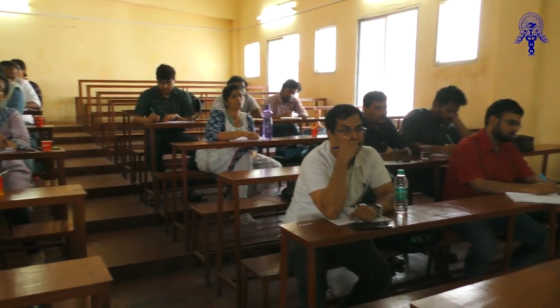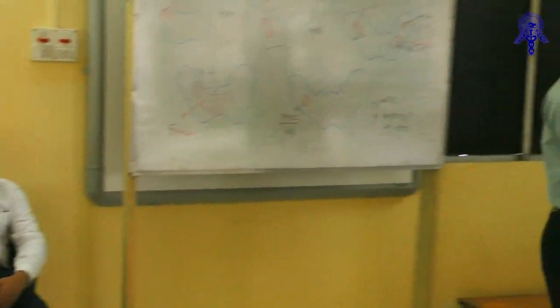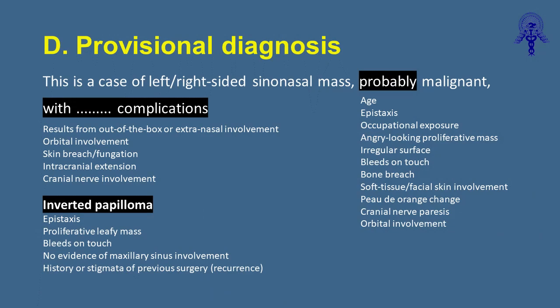এইবারে একটা ইম্পর্টেন্ট হচ্ছে ইনভার্টেড প্যাপিলোমা। So it's a very important diagnosis. অনেক সময় এটাও বলা যেতে পারে যে it is a case of a left-sided or right-sided sinonasal mass. এটা কিন্তু অনেক এক্সামিনার শুনতে চান। So it depends. So what are the points in favor of inverted papilloma? All these points obviously, epistaxis, proliferative leafy mass is a very important point. Bleeds on touch, no evidence of maxillary sinus involvement.